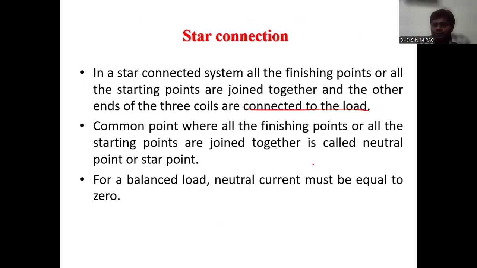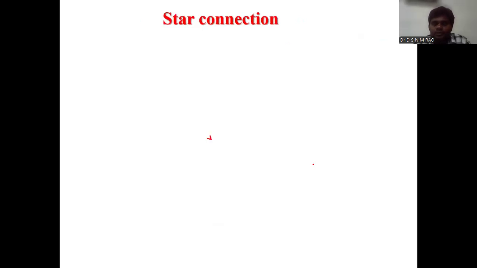For balanced three-phase system, three-phase impedances are equal: Z1 equals Z2 equals Z3, and the three-phase voltages are also the same: VRN equals VYN equals VBN. For balanced system, there is no current flowing through the neutral wire. Neutral wire is nothing but the fourth wire. So the three-phase four-wire system is basically used in the distribution system.